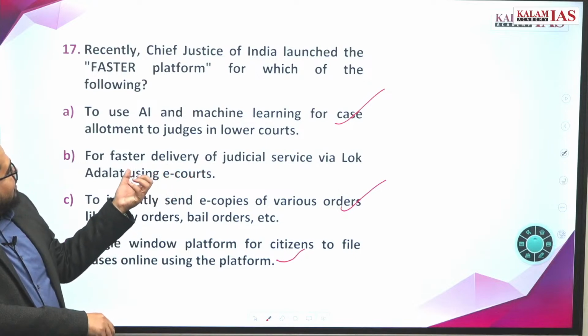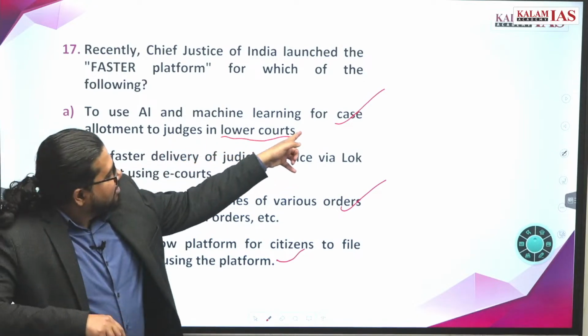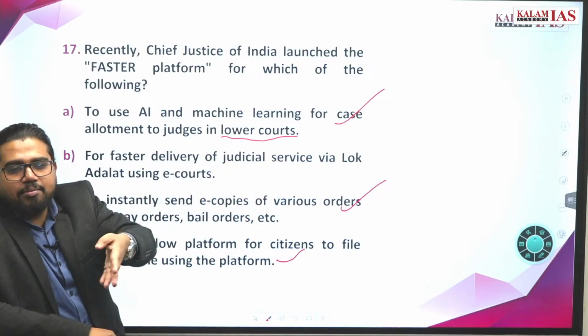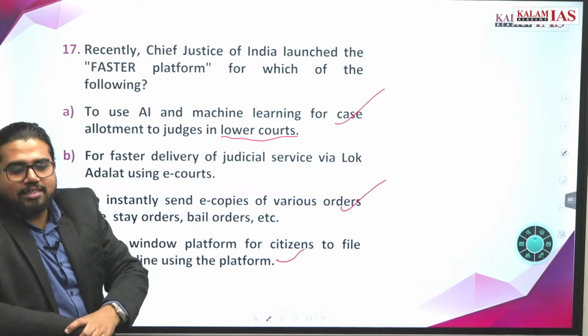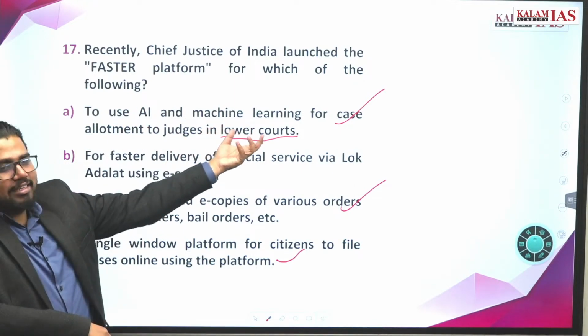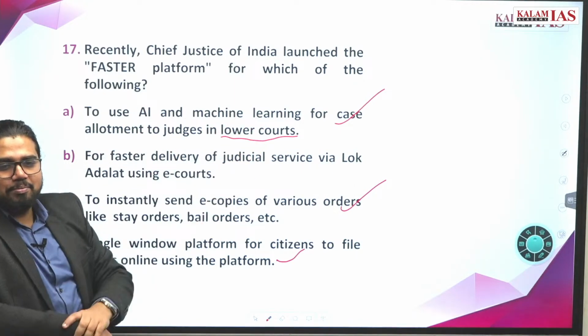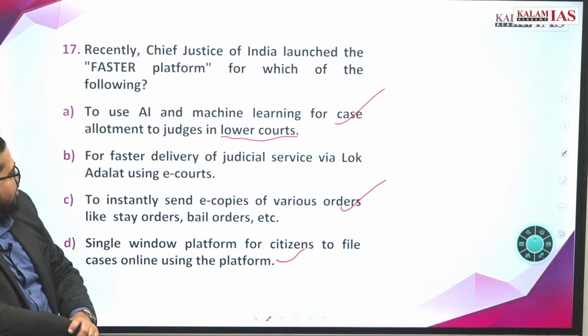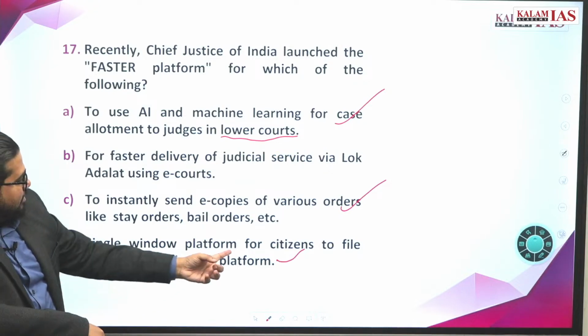Lower courts. Where are they? If Supreme Court is launching something, even Supreme Court doesn't have administrative control over the lower courts. It is done by the high courts. So Supreme Court coming up with this allotment into lower courts is not feasible. Technically not feasible. A is wrong anyway. Now what about this?